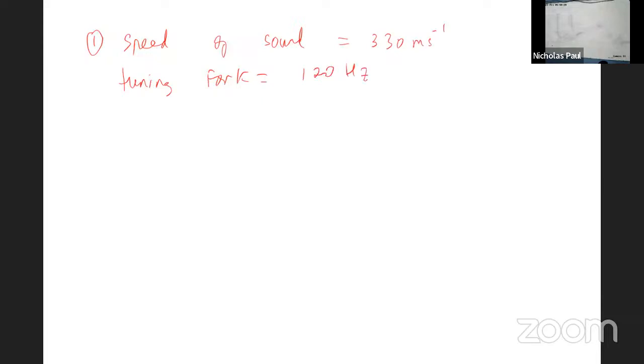All right, so let's say we have the first one. Let's use sound. So let's say I gave you the speed of sound. The speed of sound is, let's use 330 meters per second. And I'm giving you a tuning fork. A tuning fork is a device that is used to produce a frequency. Let's say the frequency is about 120 hertz.